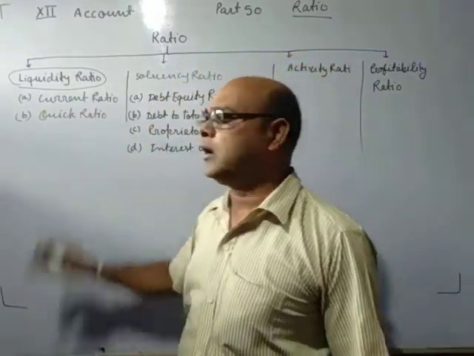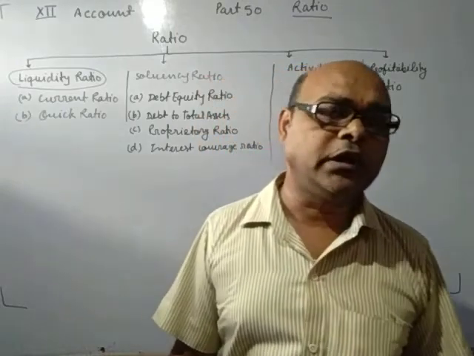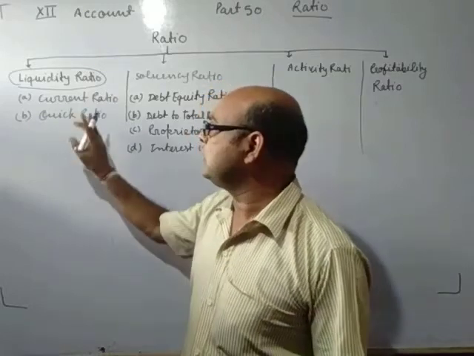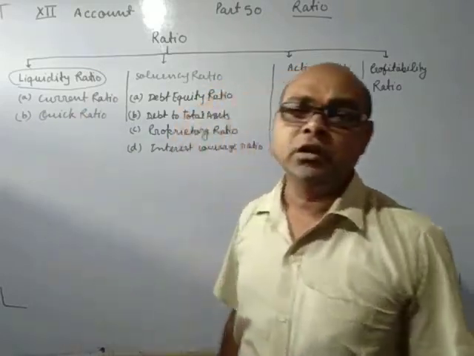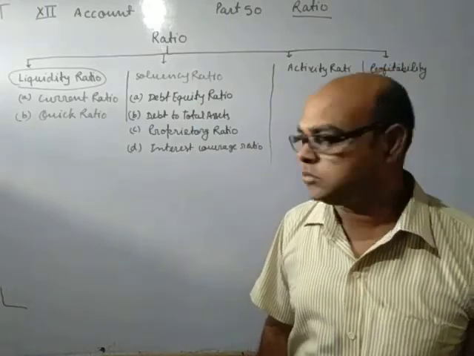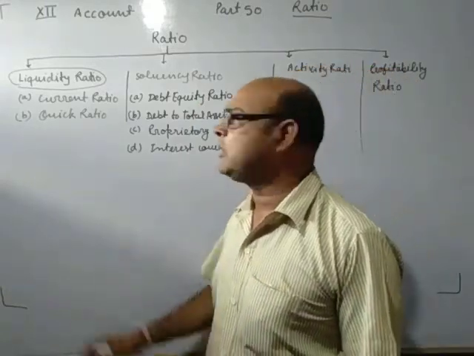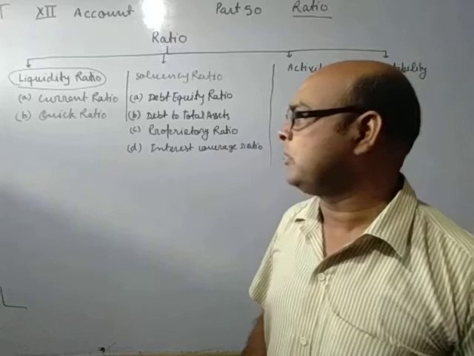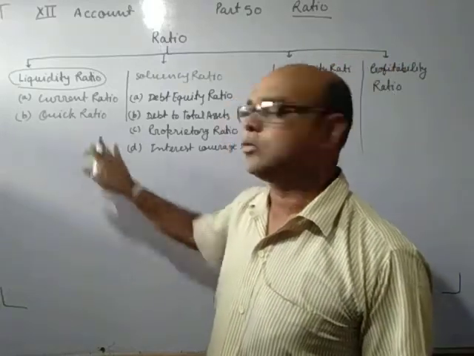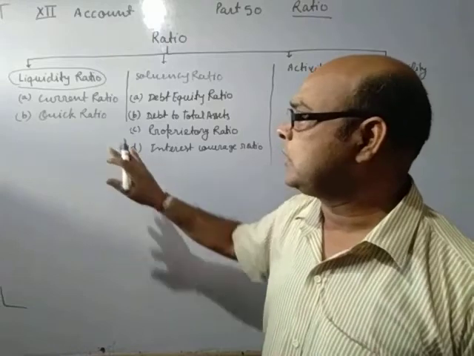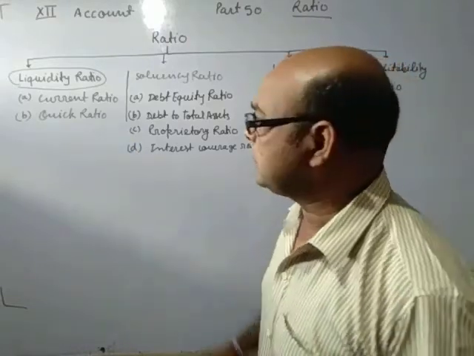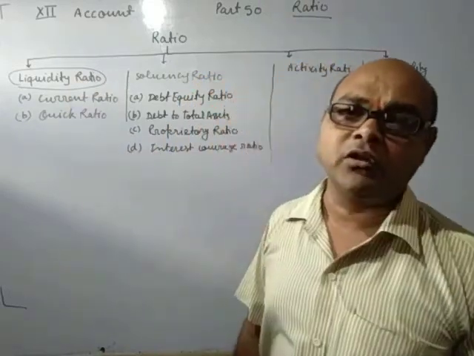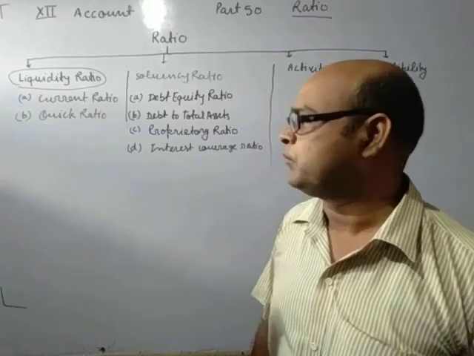If in the question it is asked to calculate the liquidity ratio, in that case you will calculate these two ratios: one is the current ratio and the second is the quick ratio. Both you will calculate. But if the question asks only for the current ratio, then you calculate only the current ratio, and if it asks only for the quick ratio, you calculate only the quick ratio. But if the heading asks for liquidity ratio, then you have to calculate both ratios.